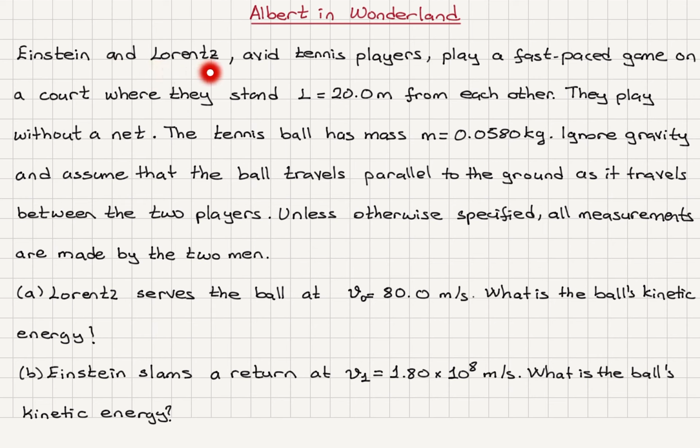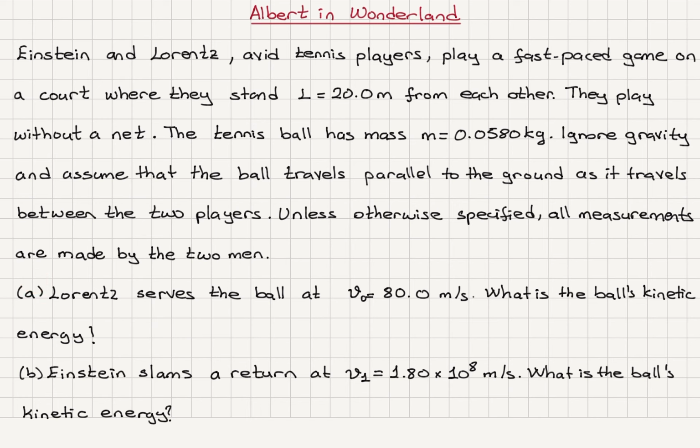Einstein and Lorentz, avid tennis players, play a fast-paced game on a court where they stand L equals 20 meters from each other. They play without a net. The tennis ball has mass m equals 0.058 kilograms. Ignore gravity and assume that the ball travels parallel to the ground as it travels between the two players. Unless otherwise specified, all measurements are made by the two men.